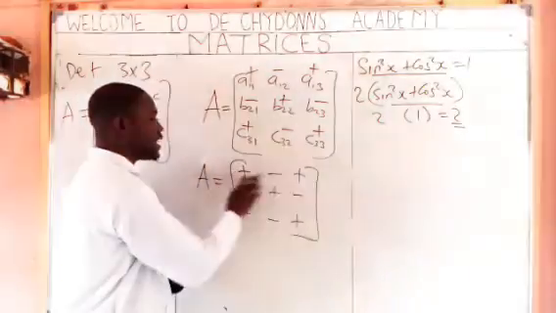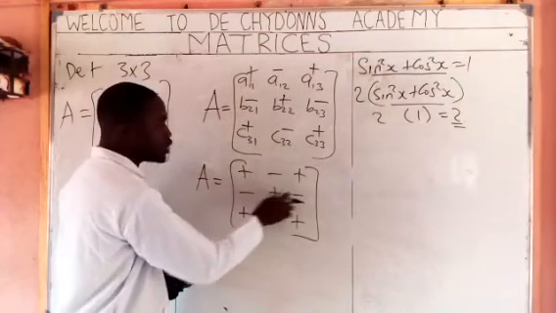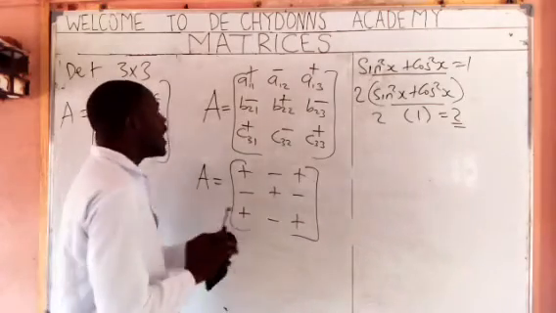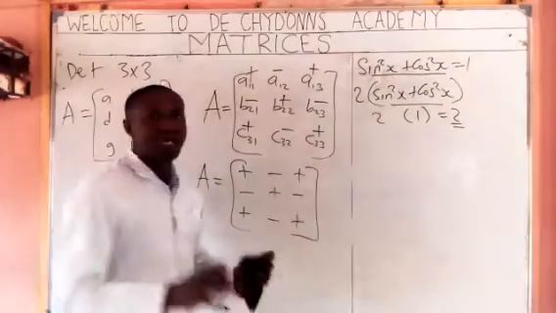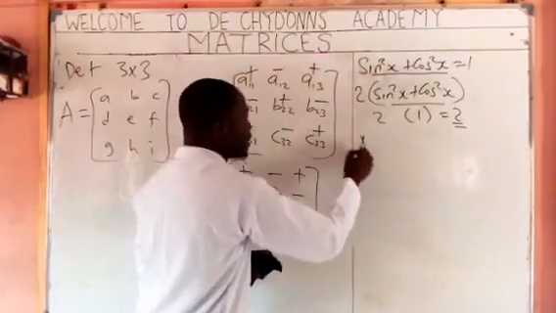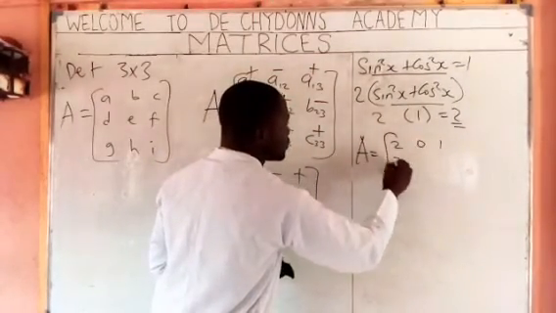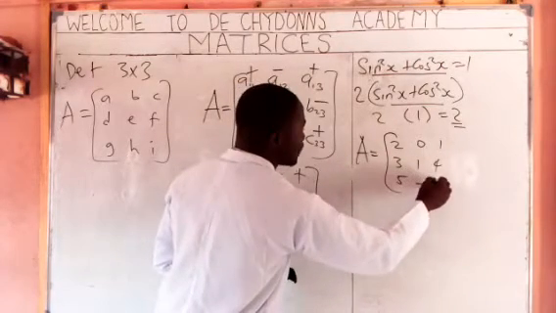So, the first 3 elements will be plus, minus, plus. Next one, minus, plus, minus. Next one, plus, minus, plus. Now, take this question and see how we can get it. How do we get the determinant of a 3 by 3 matrix? You say matrix A equals 2, 0, 1, 3, 1, 4, 5, minus 1, 2.